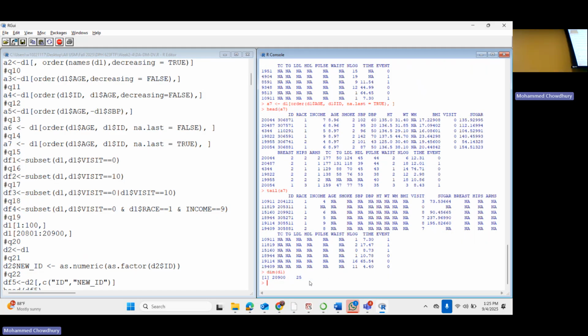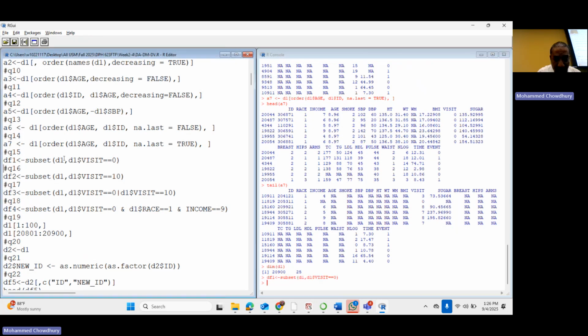In this data, there is a visit variable. I want to take only the first visit, which is equal to 0. Then the data will have only the first visit. This is what I want to take, only the first visit.